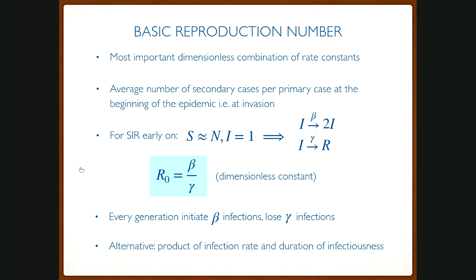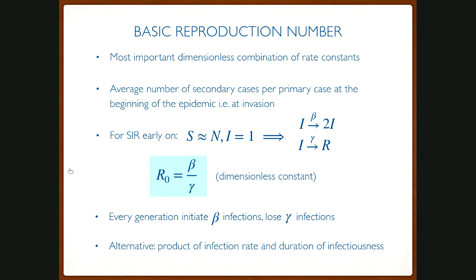Now this number has been spoken about a lot, as it's effectively the key analytic for contagiousness. And you could think of it as a dimensionless rate constant combination. Its definition relates to the average number of secondary cases per primary case, usually defined at the beginning of the epidemic, strictly, because there's an assumption there that everyone is susceptible.